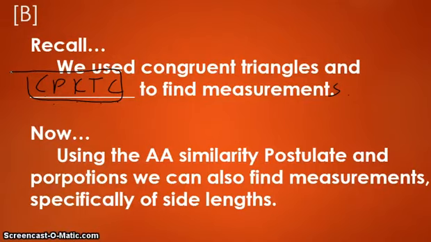So now we use the AA similarity postulate in proportions. We can also find measurements, specifically of side lengths. So in other words, this postulate, as well as what we talk about with proportions, can also find measurements, just like CPCTC does, but it's not necessarily that they're congruent initially. It's that we can use a proportion to find it. Okay, a lot of rambling there. So let's just get working with it.